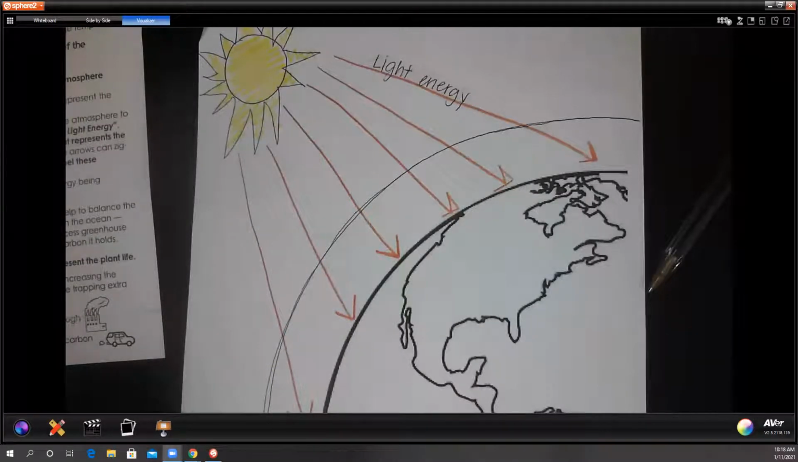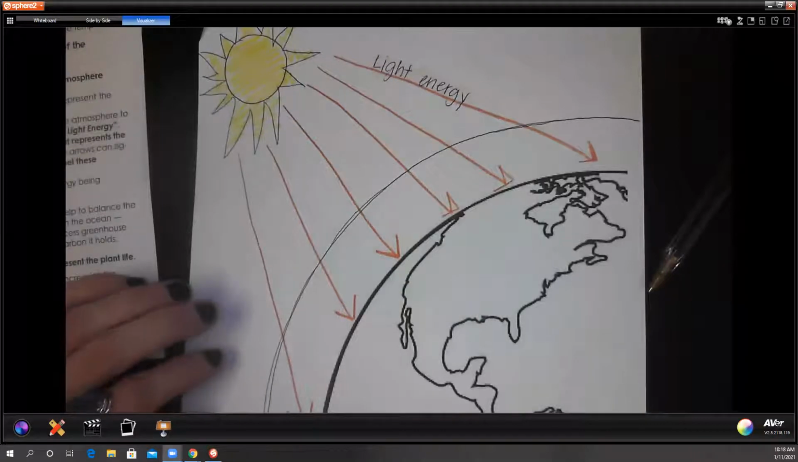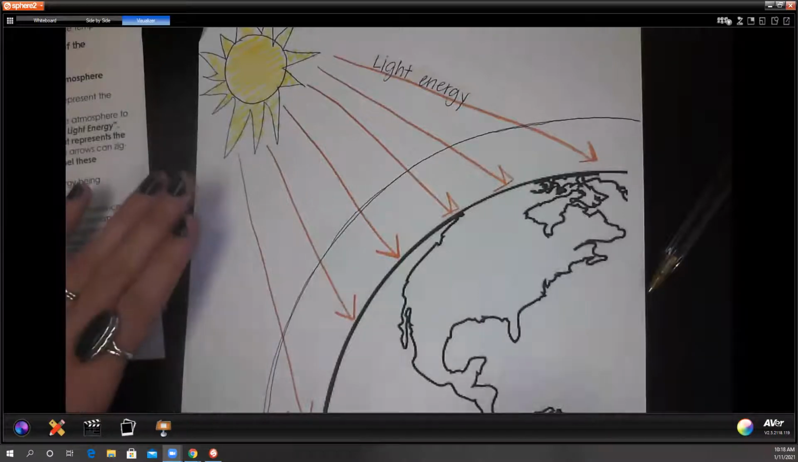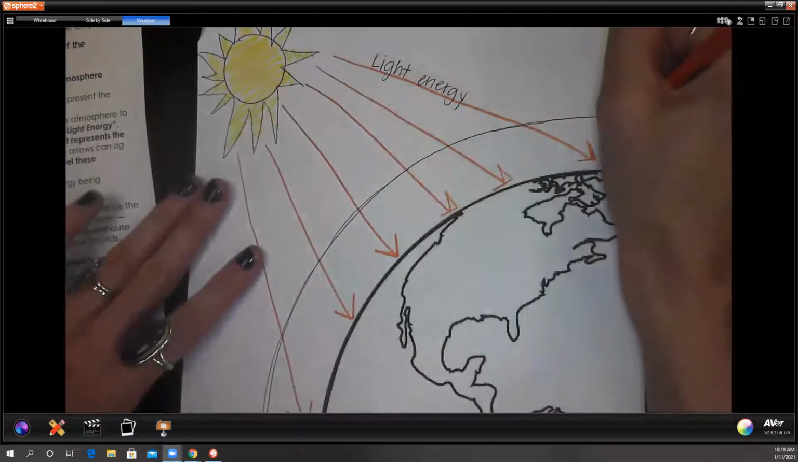Use a ruler to bounce 2 of these orange arrows back out into space and out of the atmosphere to represent the energy that is reflected back to space. So some of these do escape our atmosphere. The greenhouse gases don't trap everything, but they trap most of it. Does that make sense? So I'm going to use these end ones because it's easy.